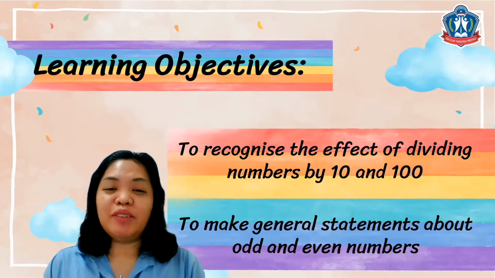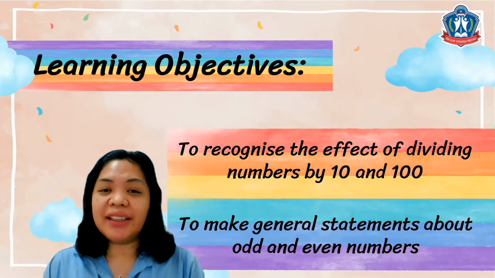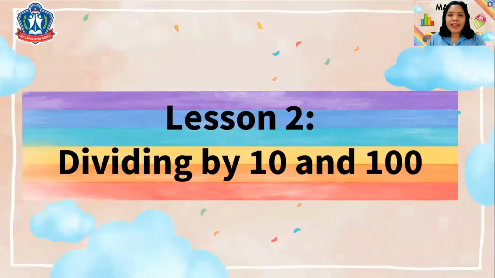The learning objectives of these lessons are to recognize the effect of dividing numbers by 10 and 100 and also to make general statements about odd and even numbers. Are you ready, P4? Come on, let's start. Now let's start with dividing by 10 and 100.